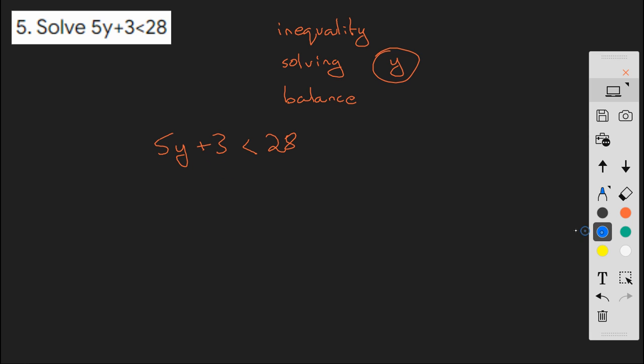So the first thing that I'm going to do is take away this 3 here. So that will leave 5y is less than 28 take away 3, which is 25. The next step will be to divide by 5. So 5y now just becomes y, and y is less than 25 divided by 5, which is 5.